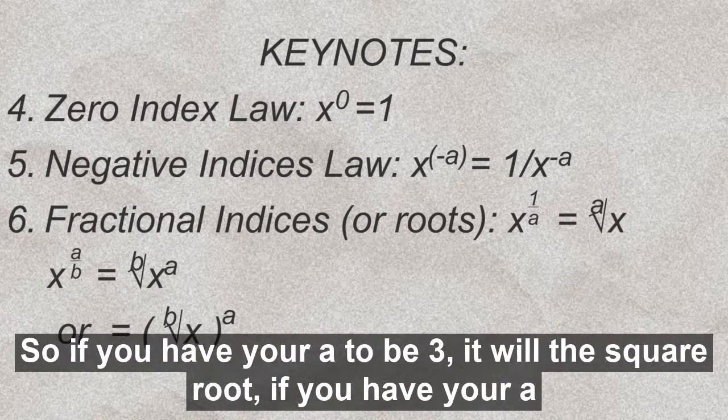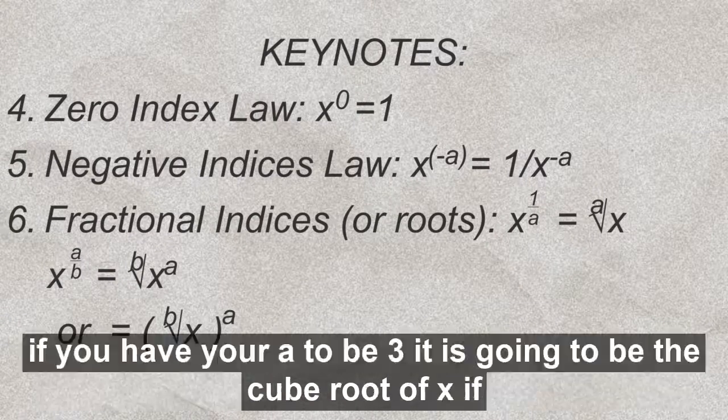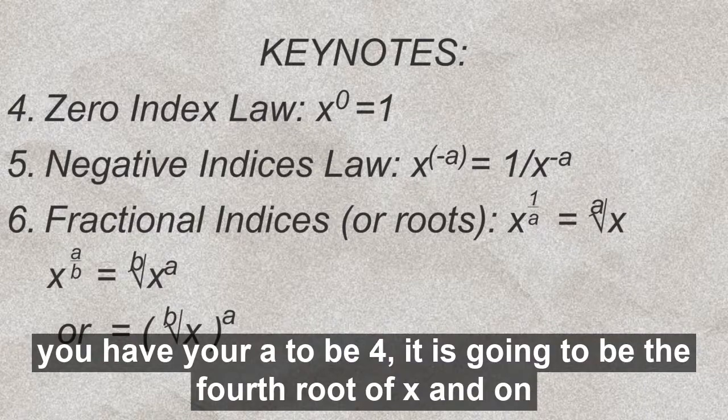So if you have your a to be 3, it will be the square root. If you have your a to be 2, it's going to be the square root of x. If you have your a to be 3, it's going to be the cube root of x. If you have your a to be 4, it's going to be the fourth root of x, and on and on.